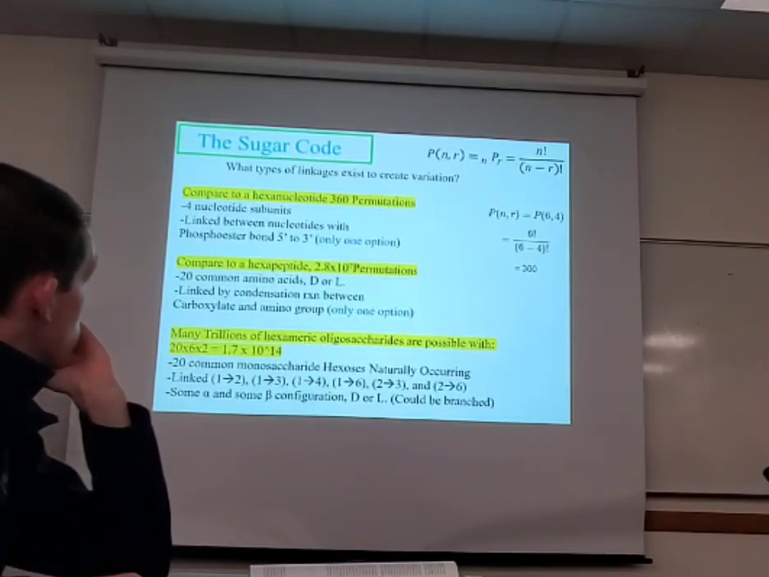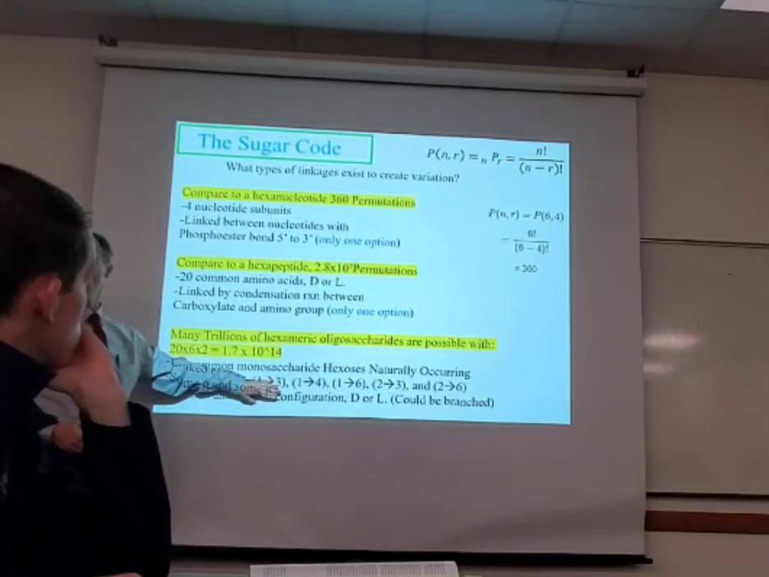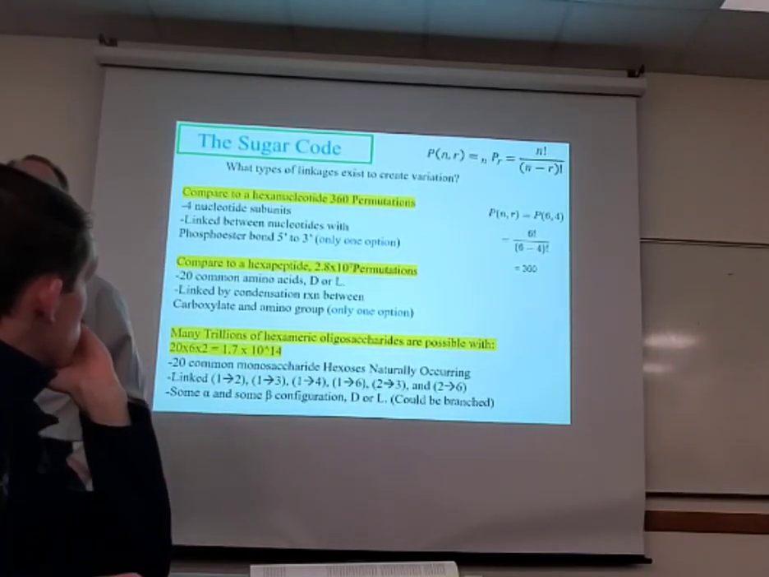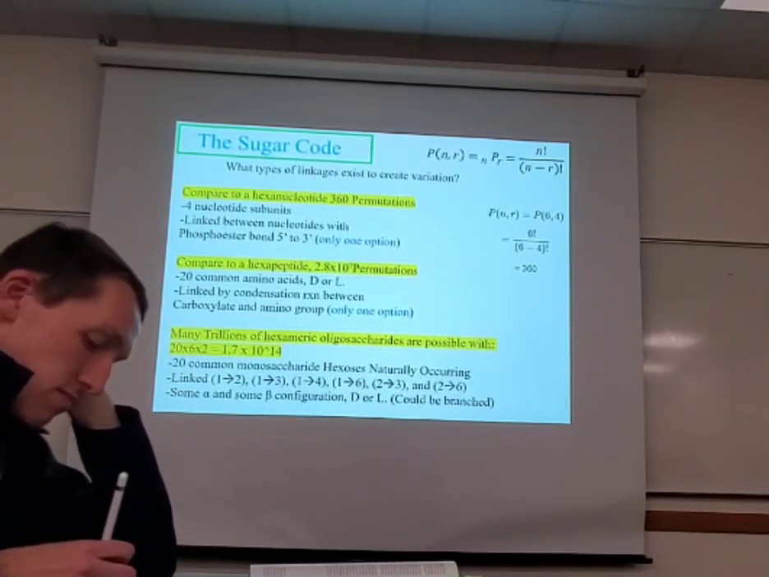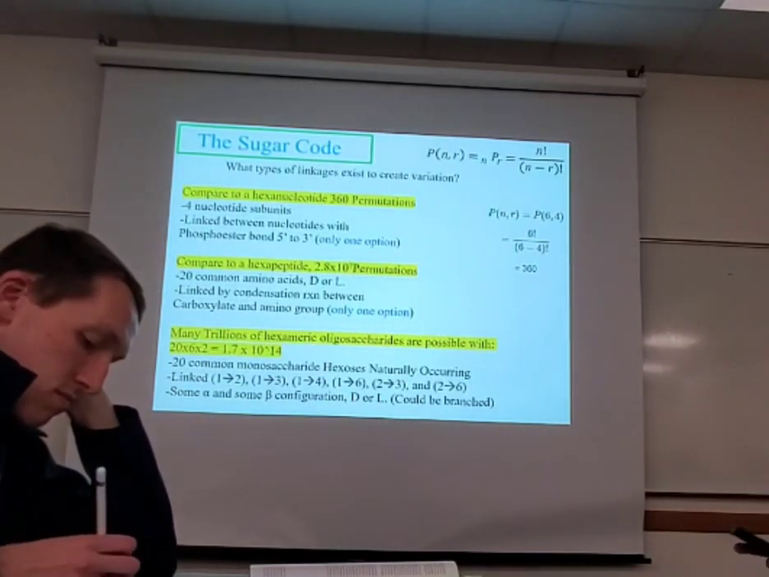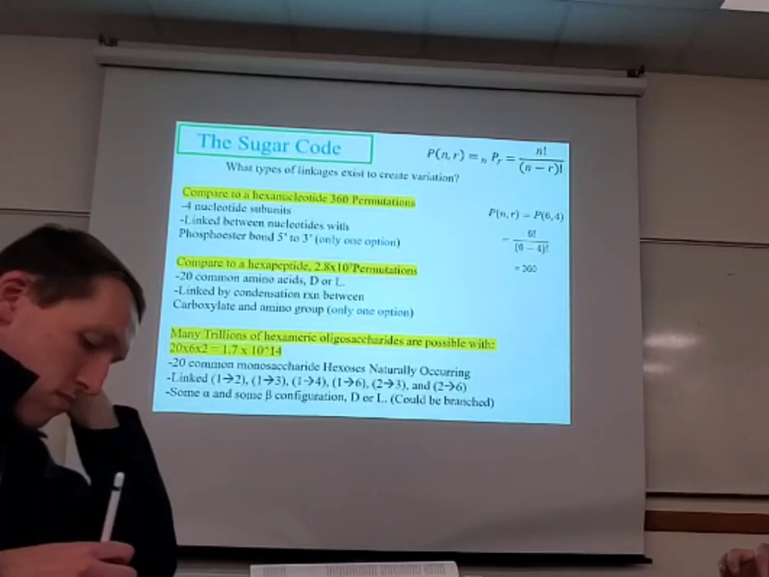No, what I want you to be writing about is this stuff. How do I link them? And I don't need you to stop. I want you to tell me it's D or L. Commonly what it is. I want you to describe the variation between sugars versus amino acids versus nucleic acids, but specifically what is it that gives me the variation in sugars?